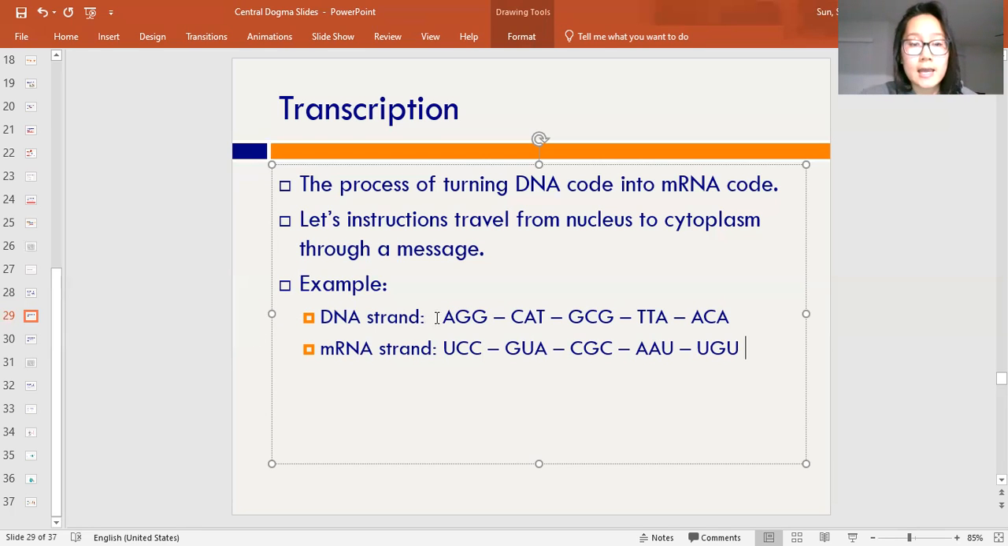So whenever you see an A, you're going to pair it with a U in the mRNA. Whenever you see a G, you'll put a C. Whenever you have a C, you'll put a G. And then whenever you have a T, you'll put an A. And that's always what you do from going from DNA to going to mRNA.